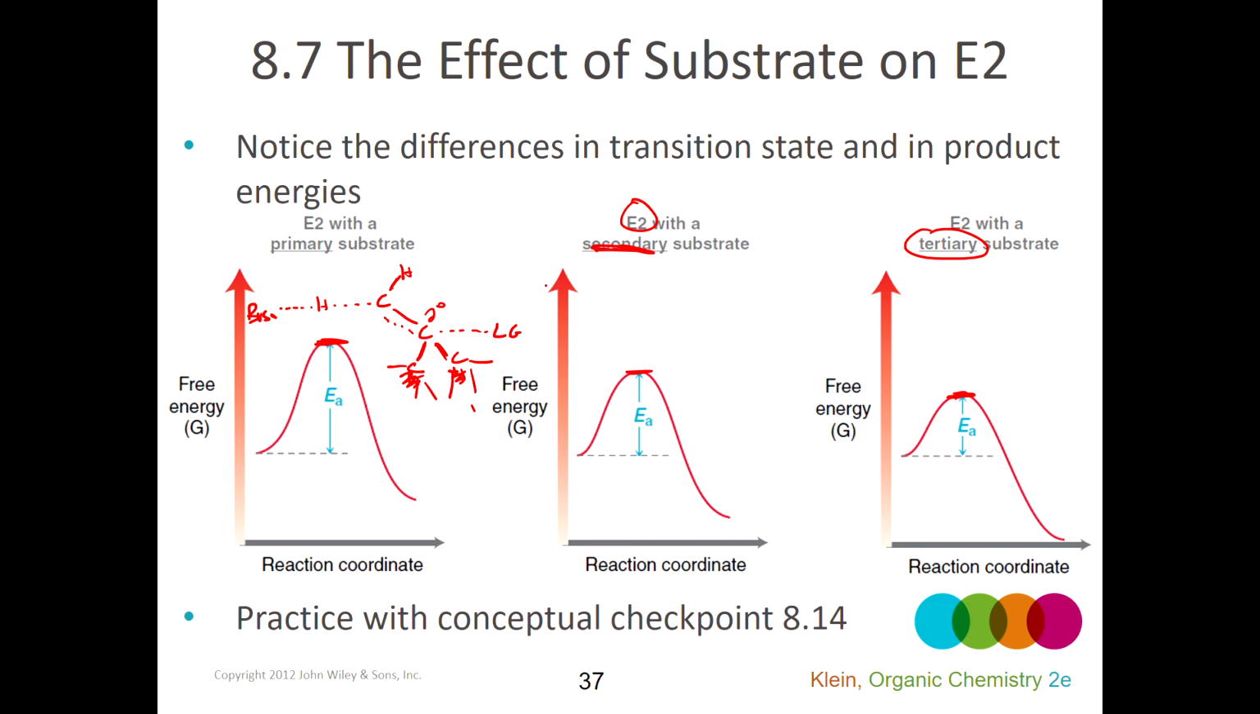Notice the difference between these is not just in where the transition states are. So kinetically, it's favored to have a tertiary substrate because there's less activation energy necessary, or in other words, the transition state isn't as high in energy, so it'll happen more often. Thermodynamically, we also see a difference in the final energy. And that is because of the product difference in stability.